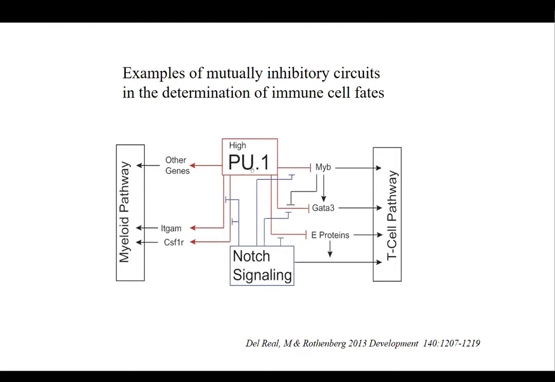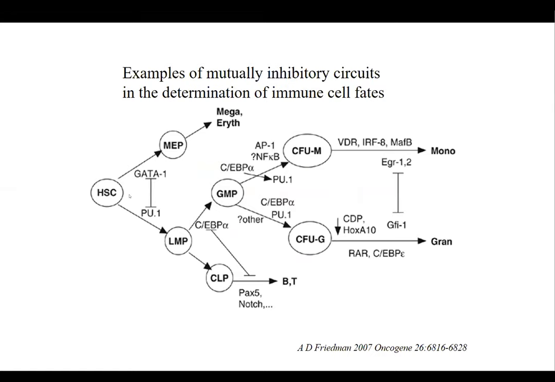The PU.1 and the Notch signaling are mutually inhibiting each other. And that mutual inhibition will make sure we have a clear differentiation into one branch or the other. When one factor wins over the other branch, we have either clear differentiation of myeloid cells or clear differentiation into the lymphoid cells. And likewise, this is another classical review. We can see that even from the earlier HSC, step by step, we see this mutually competitive circuitry that allows this clear decision-making into one branch versus the others.